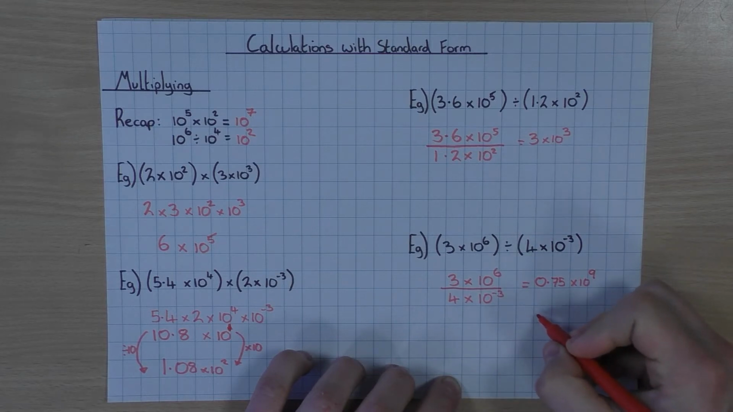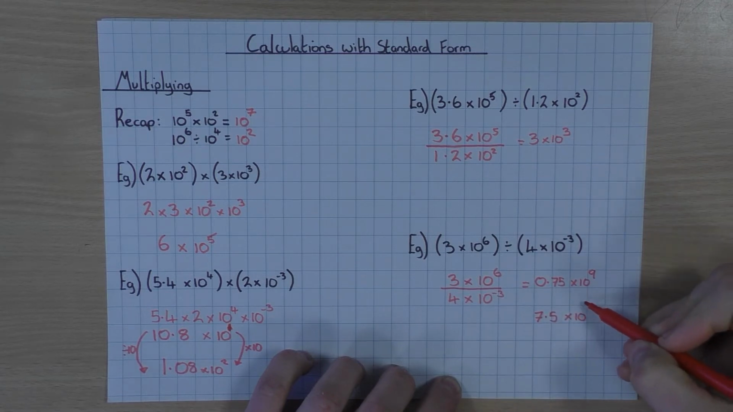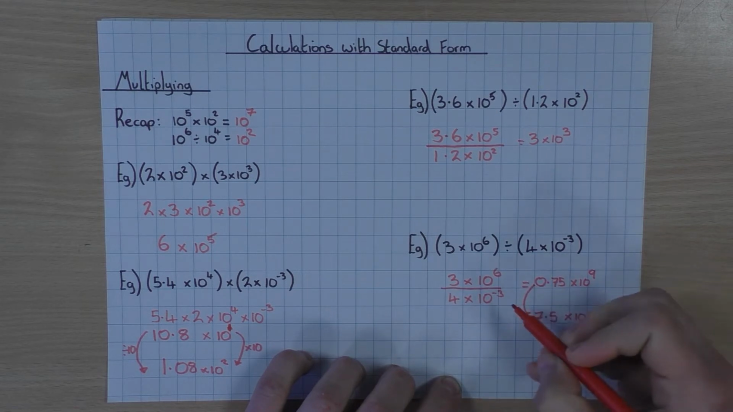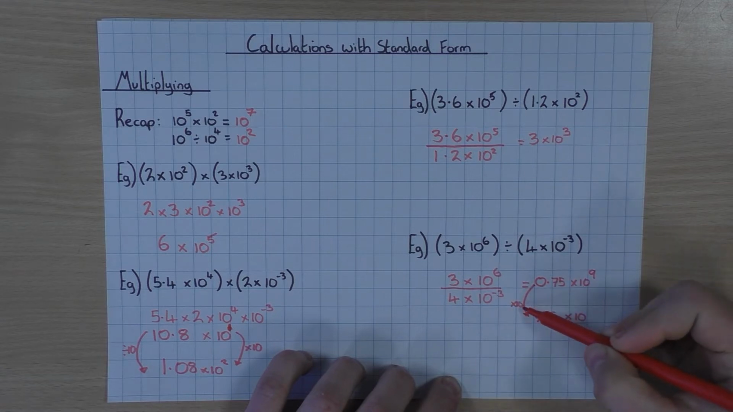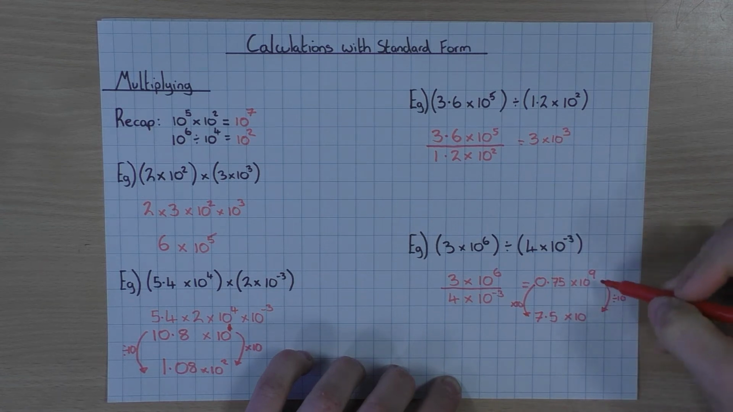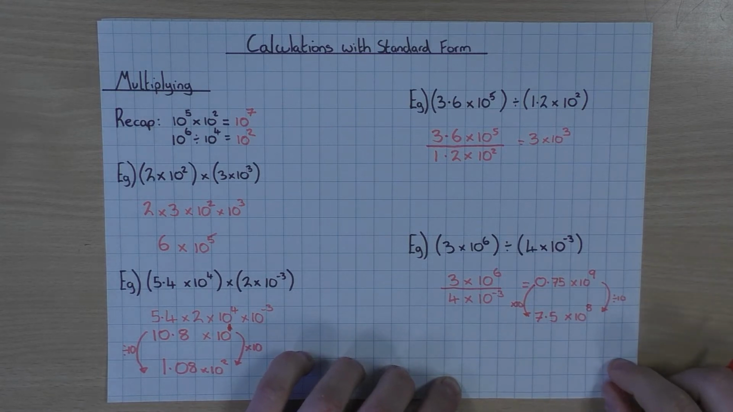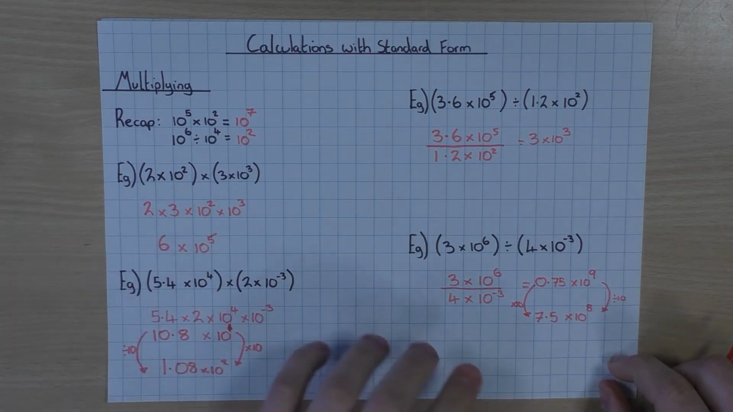So I'm going to change it to be 7.5 times 10, and I need to work out what the power is. So how have I gone from this one to this one? So I've times that by 10. So if I've times this one by 10, I need to do the opposite on this side and divide by 10. So if I divide by 10, I'm taking 1 away from the power. So it'll be 10 to the power of 8. Okay, so there's some examples of how to times and divide.